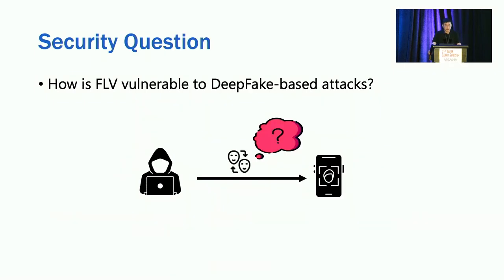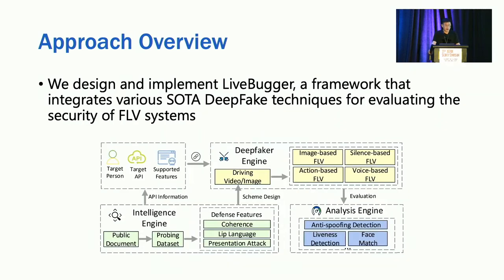So a direct research question is, how vulnerable is facial liveness verification to deepfake-based attacks? Can we use deepfake to bypass facial liveness verification? This is our motivation. To answer this question, we design and implement LiveBugger. This is a framework that integrates various deepfake techniques for evaluating the security of facial liveness verification systems. Since the API is the source of the supply chain, we focus on facial liveness verification APIs, since it's a security risk that will threaten many downstream applications.